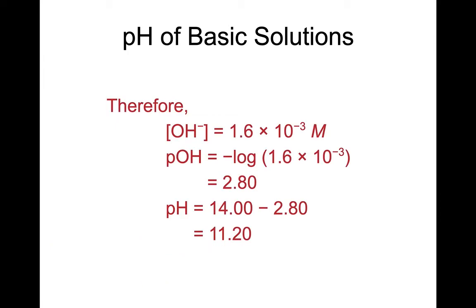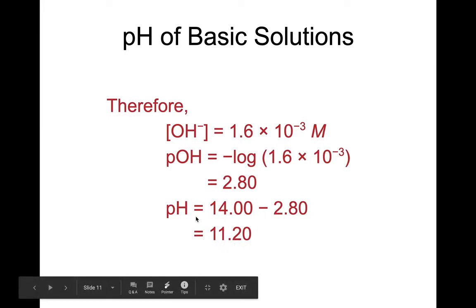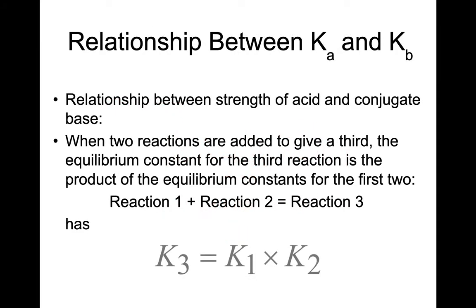And to finish it off, knowing now the concentration of hydroxide ions is that number we calculated, 1.6 times 10 to the negative third, we can solve for our pOH using our logarithmic formula. We plug in our concentration of OH. We've got our pOH 2.8. And knowing that pH is 14 minus pOH, we also have our pH value greater than 7. So very basic, as we should expect.